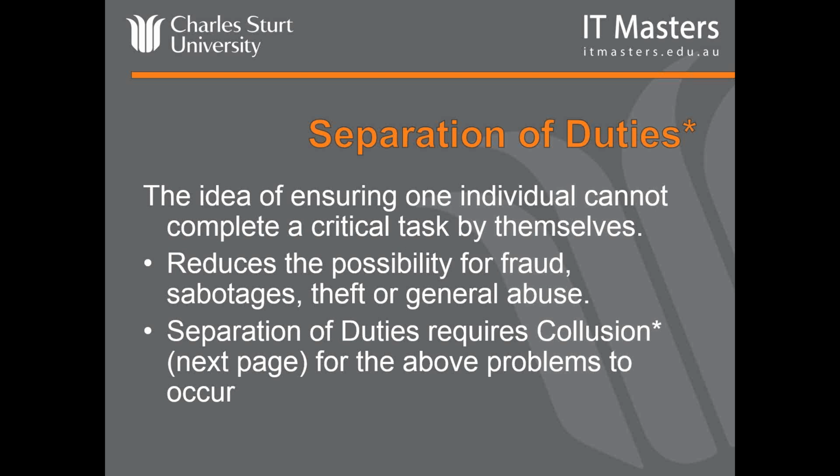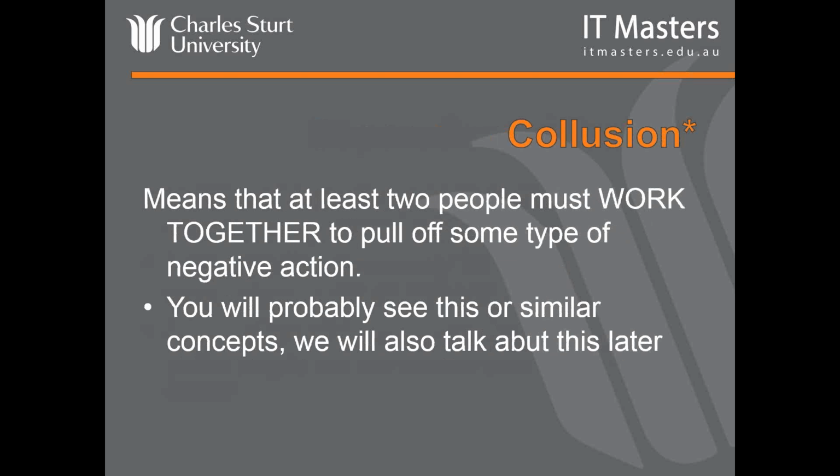So we want to make sure that someone can't do a critical task by themselves. They can't enter the bank account details and pay it. They can't do all that stuff. So requiring collusion to do a task that is bad means at least two people or more need to work together to do a negative action.